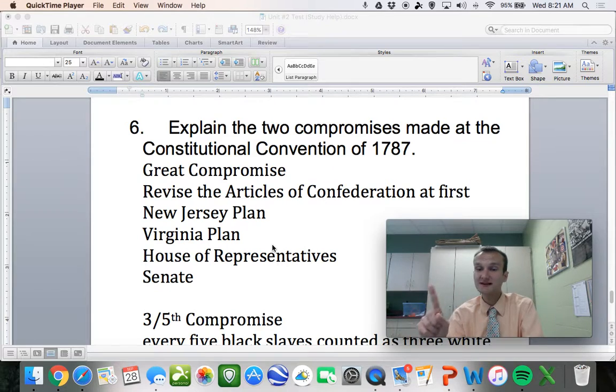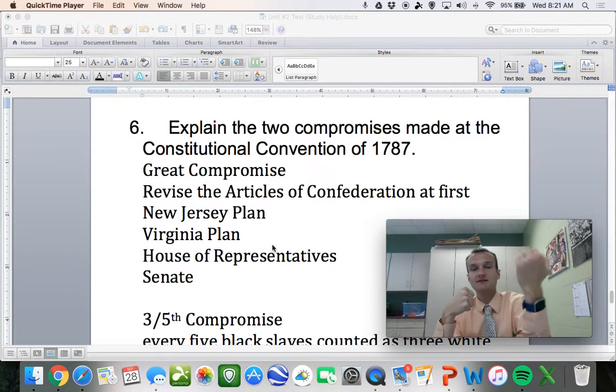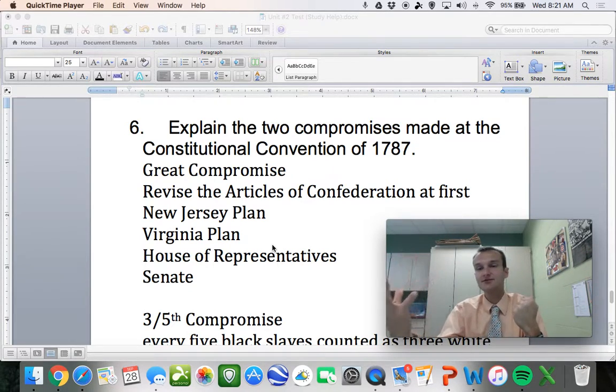The Virginia plan says we need a legislature where if a state has more people living there, it should get more representatives, and if a state has fewer people living there, it should get fewer representatives. And so there's a verbal fight, a political fight between people from small states like New Jersey at the time and big states like Virginia at the time. And so they come up with a compromise. They say we're going to have a little bit of both.